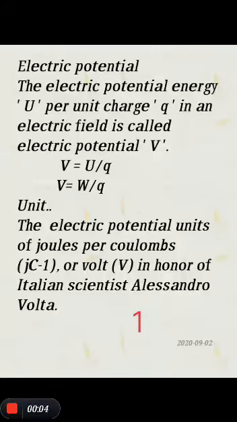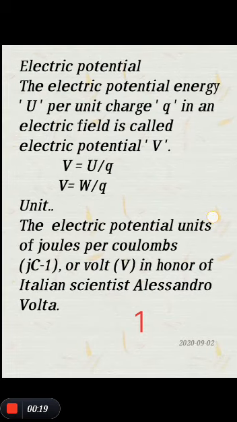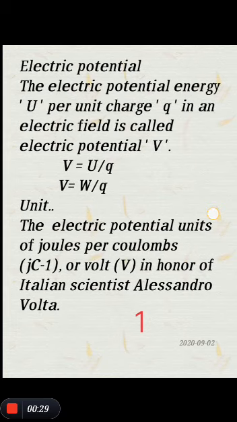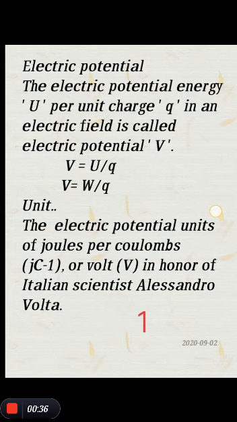In this we will discuss the electric potential from Unit 13, that is electrostatics. Electric potential. The electric potential energy U per unit charge Q in an electric field is called the electric potential V. Symbolically it can be written as V = U/Q or V = W/Q. Its unit is joule per coulomb, or volt.